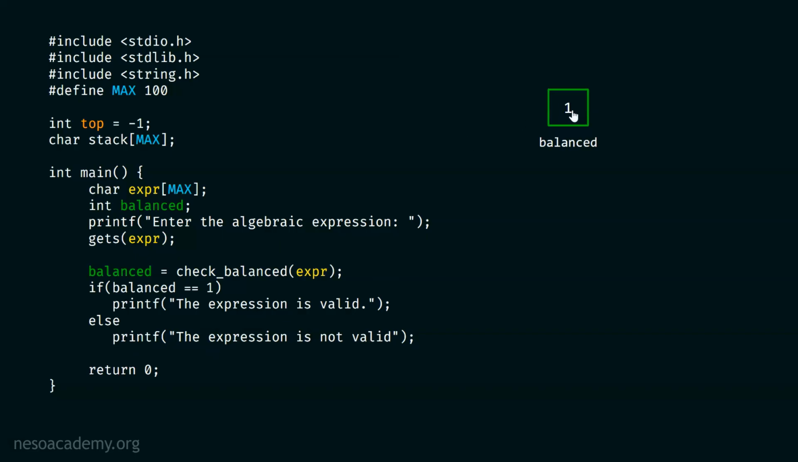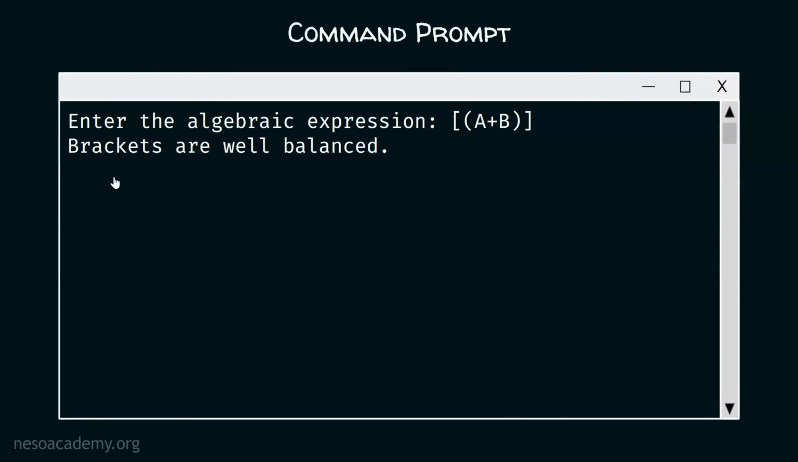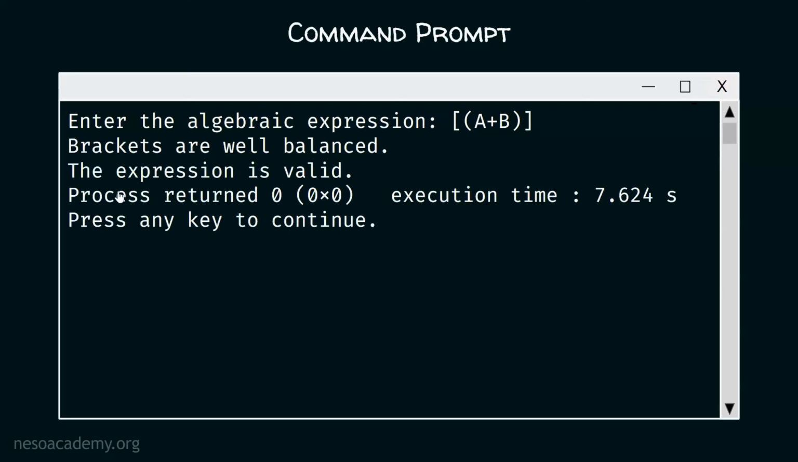We know that balanced is 1. We must print this message, the expression is valid. Right? Balanced is actually equal to 1. We must print this message, the expression is valid. Which means that we will get this line, that is the expression is valid. And of course, we'll get this as well, that process returned 0. You can clearly see that we got these two messages, brackets are well balanced and the expression is valid.